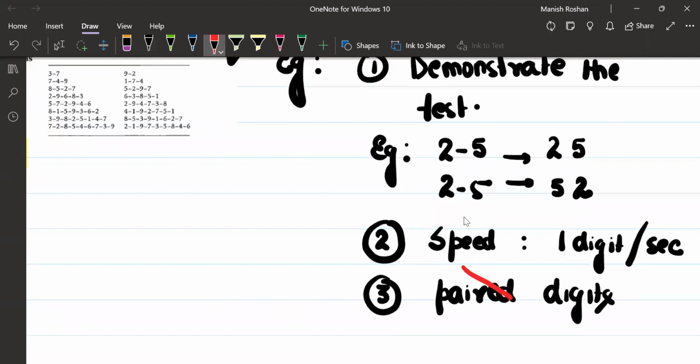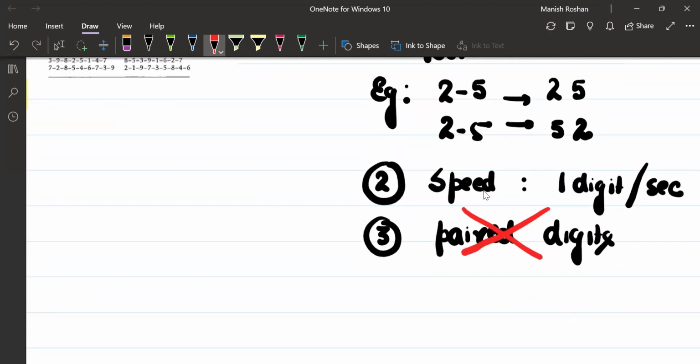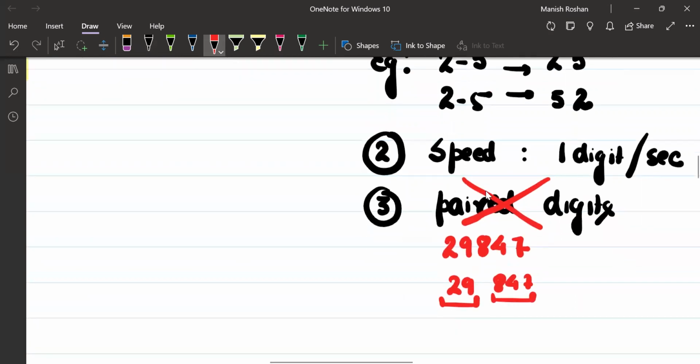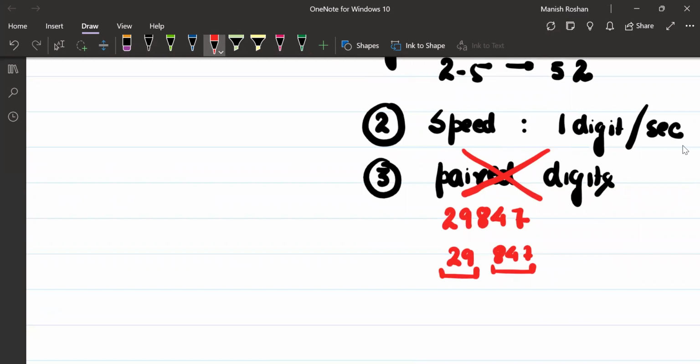So this is not allowed. Paired digits are not at all allowed. By paired digits, I mean that, for example, if you're giving 5 digits, 29847, don't say it as 29-847. That means you're clubbing the first two and clubbing the last three. Don't say it like that. Just follow the speed technique, that is 1 digit per second.